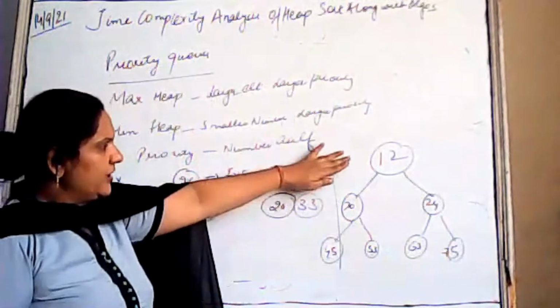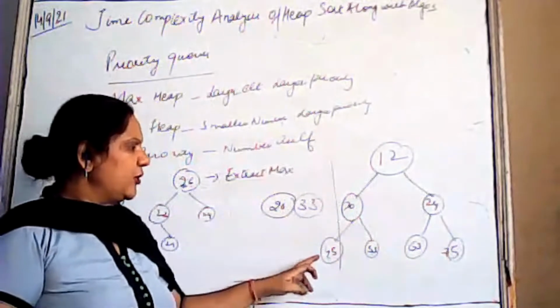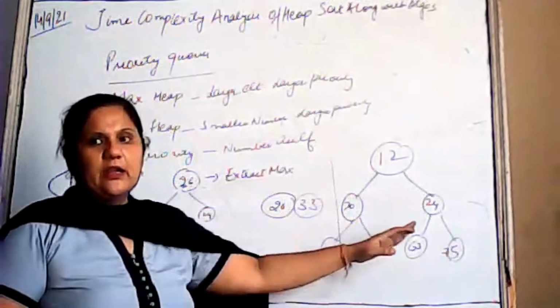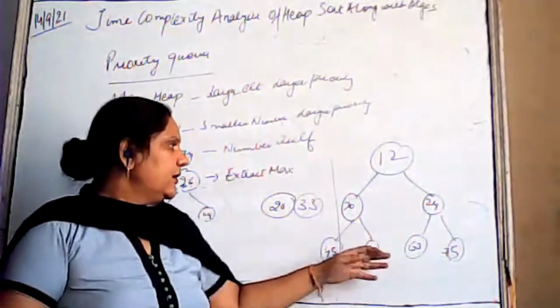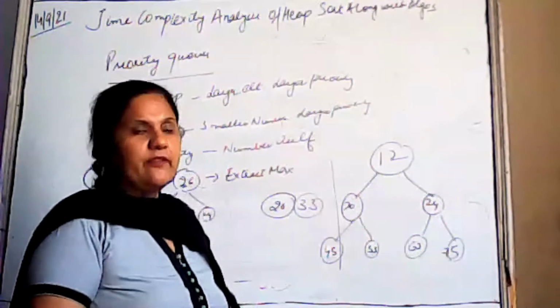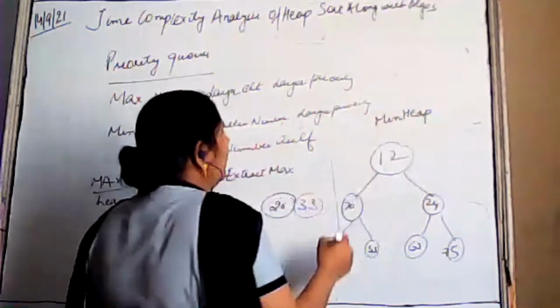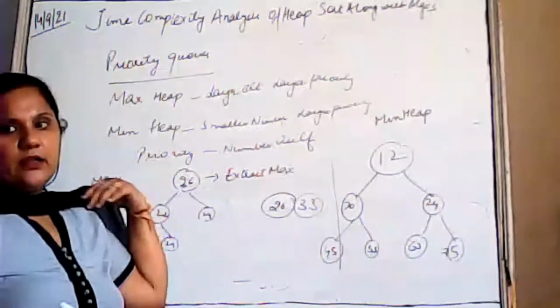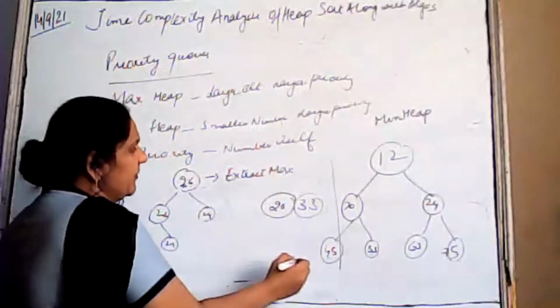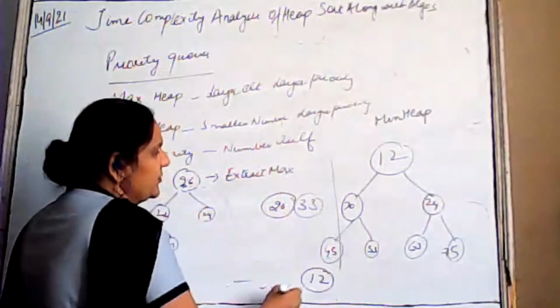See now, 12 is smaller than 20 and 24. 20 is smaller than 45 and 53. And 24 is smaller than 63 and 75. That means this is your min heap. Here, smaller number means larger priority. The smallest number will come out first. 12 will come out first.